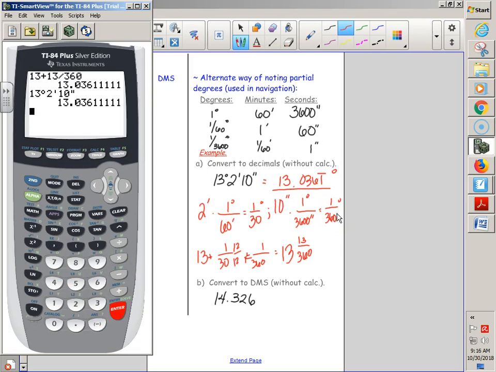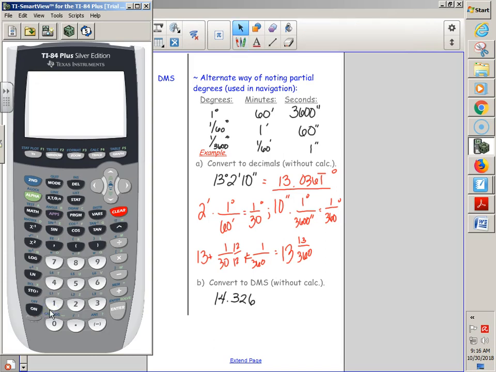So how do you do it by hand? You think of dimensional analysis and building bridges. To get 13 and 13 3/60ths of a degree, aka 13.036111. With your calculator, you can actually get degrees and minutes and seconds. However, if they were to give you a decimal, hey look, 14.326, let's see what the answer should be.